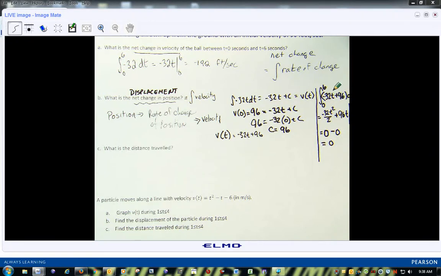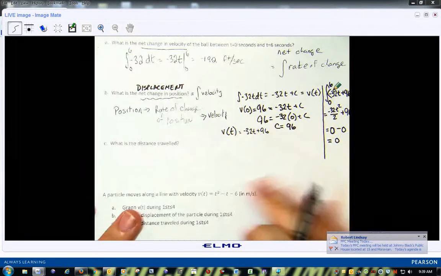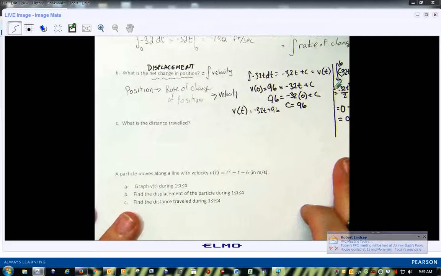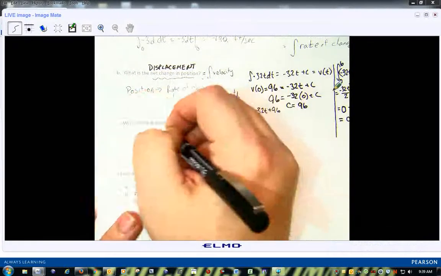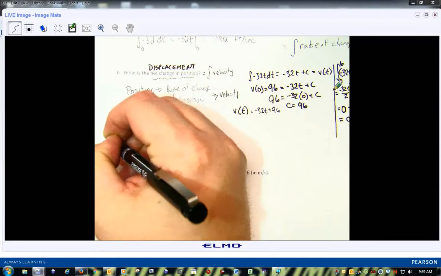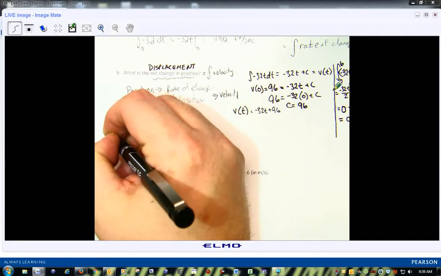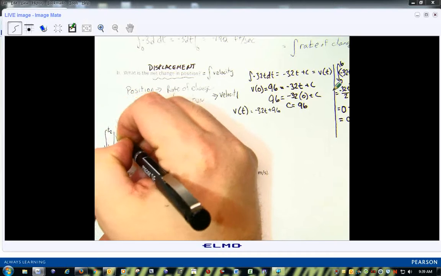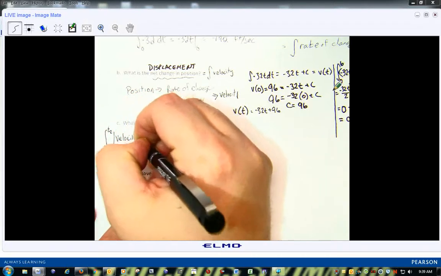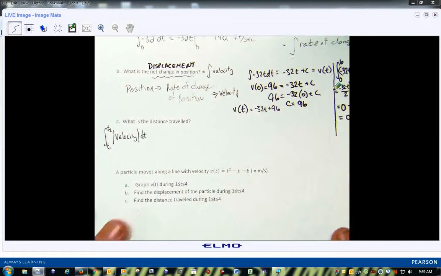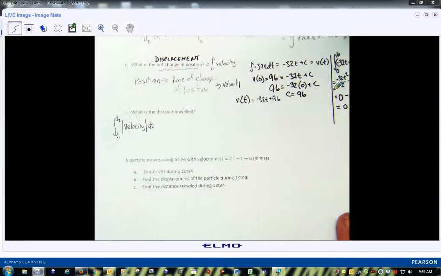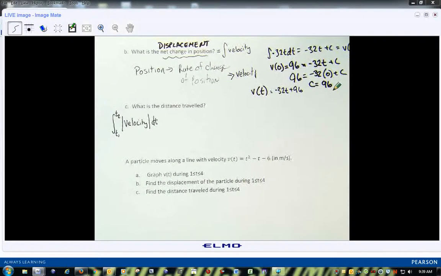Now, the total distance traveled. This is just a little bit different than what we had before. This is going to be equal to the integral from t1 to t2 of the absolute value of the velocity dt. And this is where it gets kind of crazy. Now, here is the easiest way to think about this. What's my velocity equation?